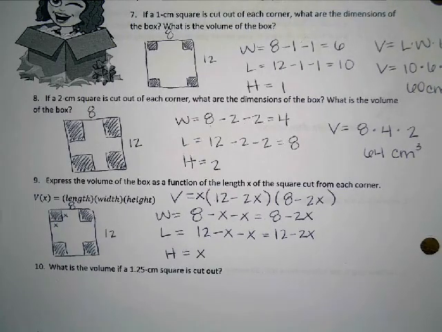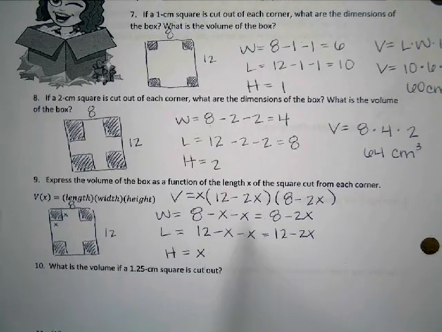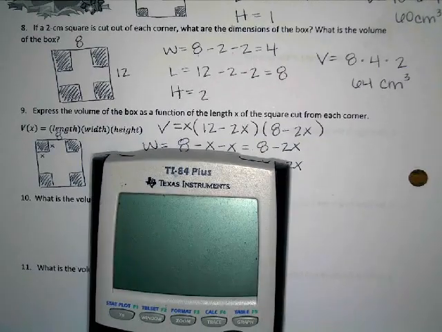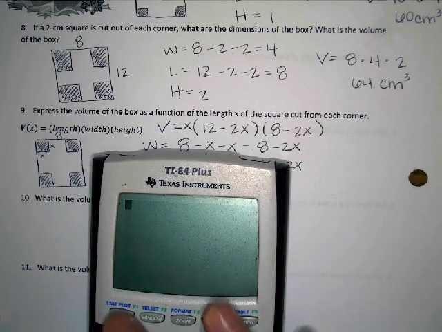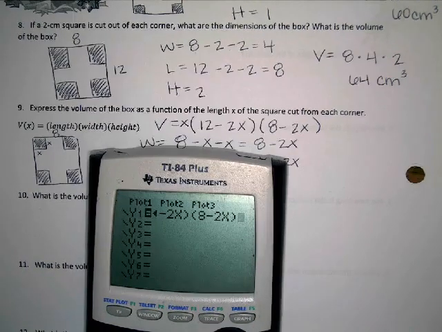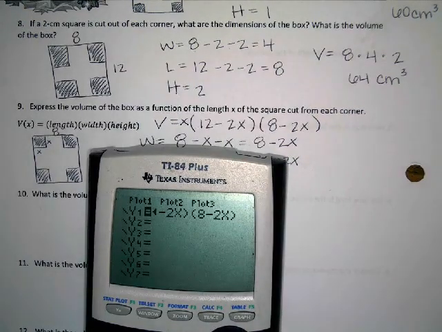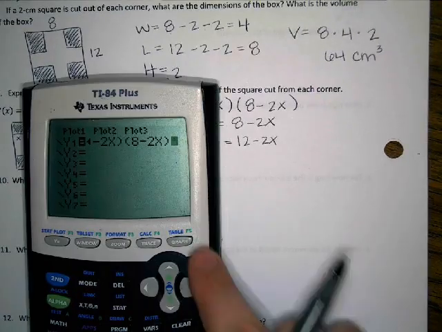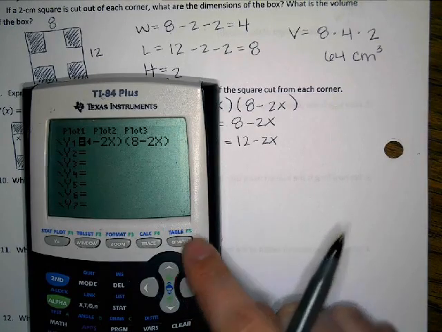Okay. So what I'm going to do is I'm going to take this, I'm going to plug this into my calculator: X times 12 minus 2x times 8 minus 2x. And then I want to be able to see the entire graph on the window. And right now I don't know how big to make my window. So what I like to do is look at the table and just see how big the values are for this graph. So what I'm going to do next is I'm not going to ask to graph it. I'm going to look at the table. So I'm going to hit second graph.